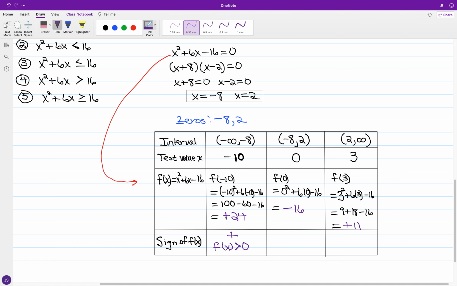And anything that I plug in that is greater than -8 and less than 2, 0 being a sample, the output is going to be negative. So that means that as a comparison to 0, we have that f of x is less than 0. And then for anything I plug in for x that is greater than 2, like 3 being an example, it turns out that the output is going to be positive. So just like anything plugged in less than -8, for those values of x that are greater than 2, the output is once again positive.